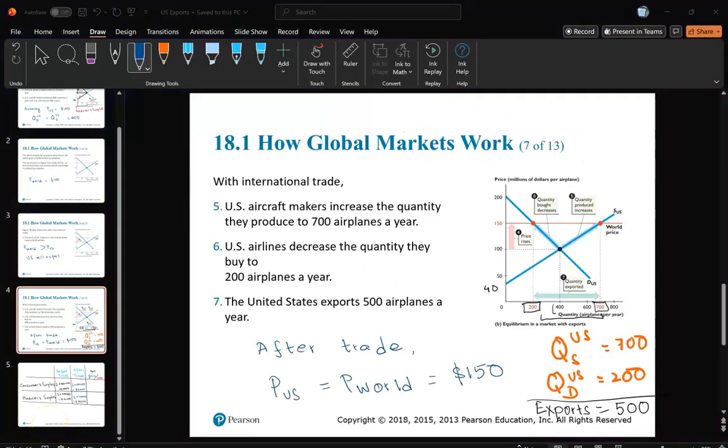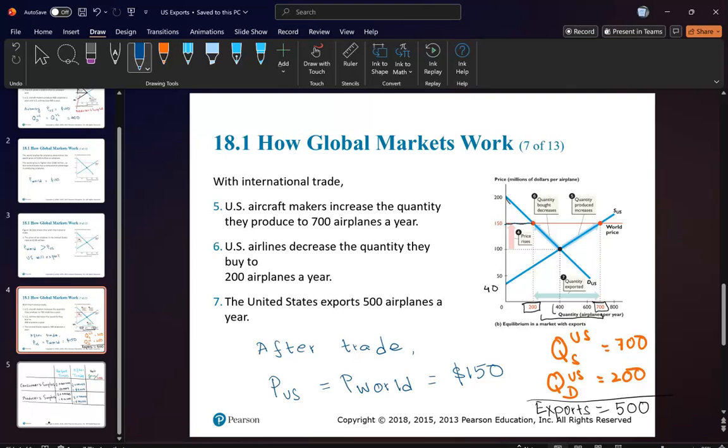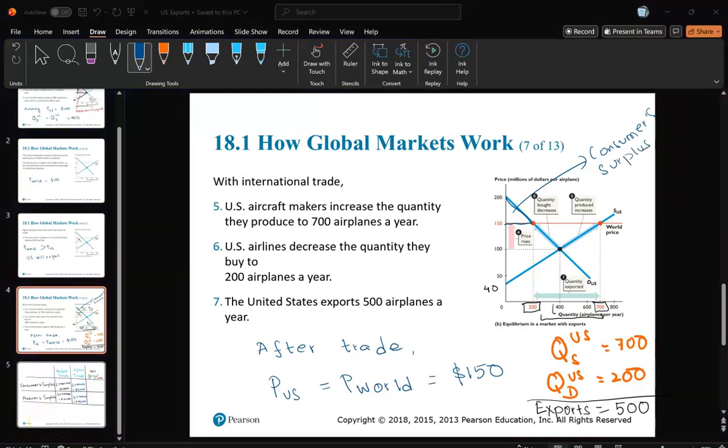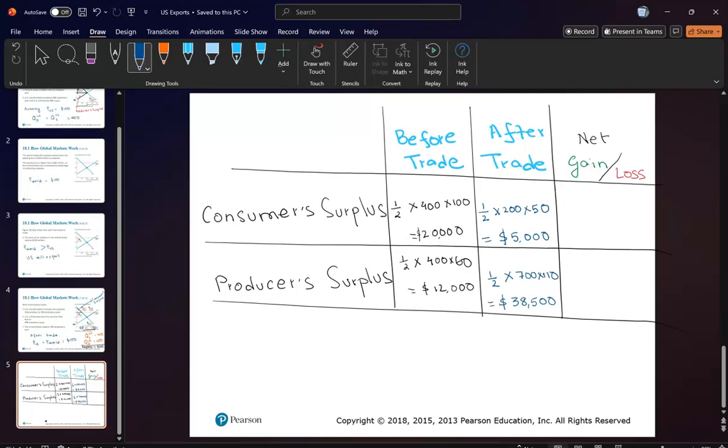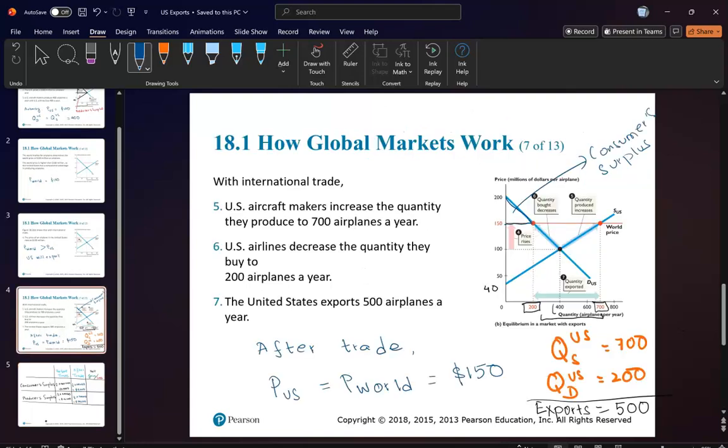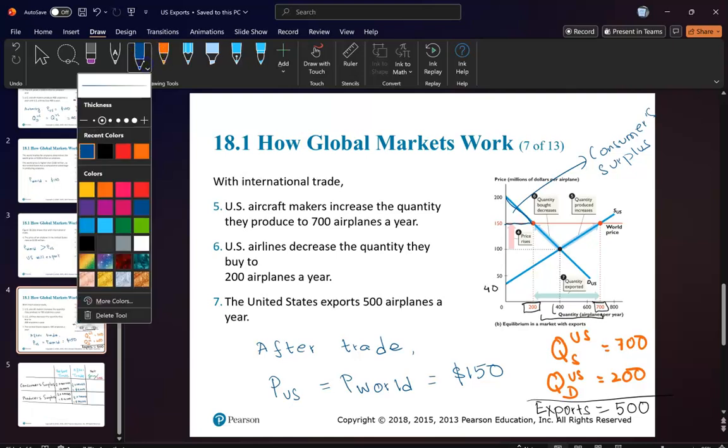Now look at the economic surplus after international trade. After trade, the US price increases to $150 million. This part is my new consumer surplus. Doing the math here, it's half times 200 times 50. This value is 5,000. And remember, this is the part that is below the demand curve and above the equilibrium price.